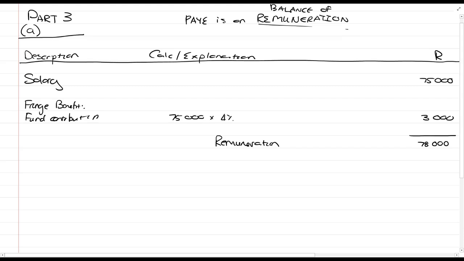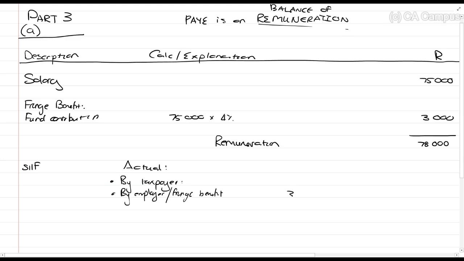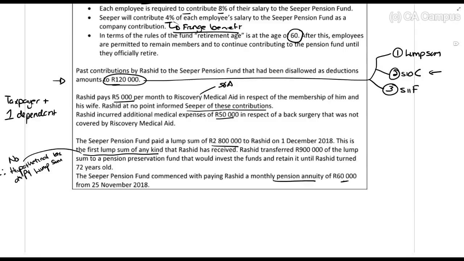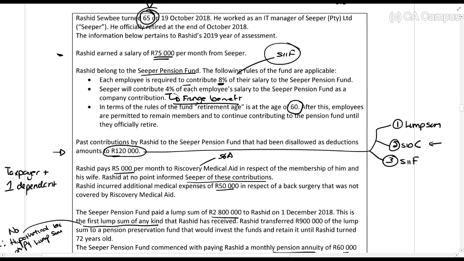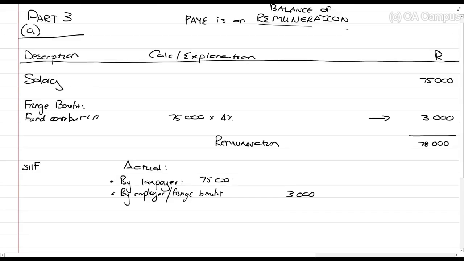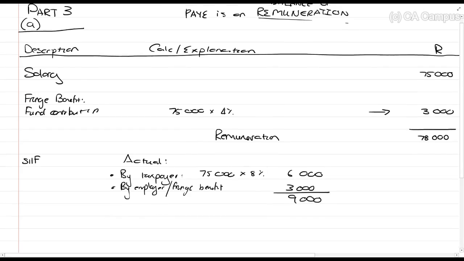Now we have our section 11F amount, deduction that you can claim. The actual contribution to section 11F is by the taxpayer and by the employer. You could also say fringe benefit, and that's that 3,000 we see over there. How much does he need to contribute? 8% of his salary. Okay, so the total contribution for 1 month is 9,000 rands.